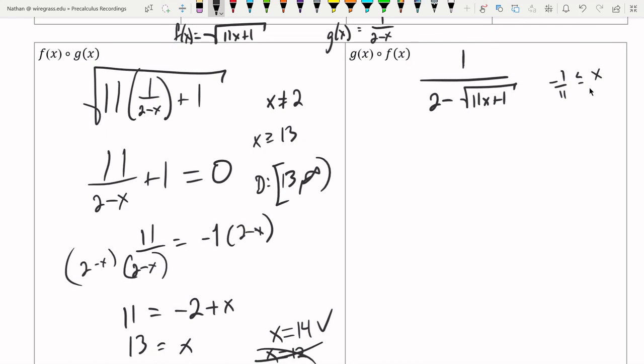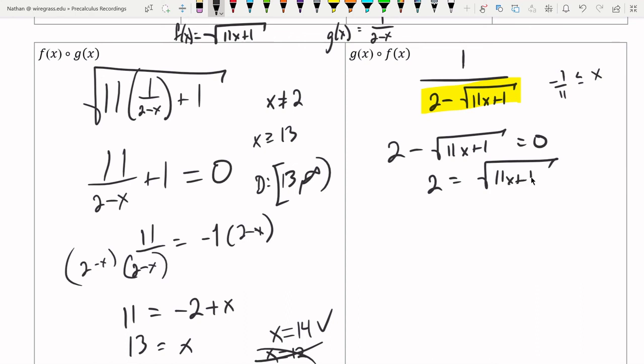Okay, so also we have a denominator that can be equal to 0. So we must ask the question, when is 2 minus the square root of 11x plus 1 equal to 0? Well, we can add the square root over to the other side. To solve this radical equation, we just need to square both sides. Now we can subtract 1 and divide by 11. So this is when we get 0.